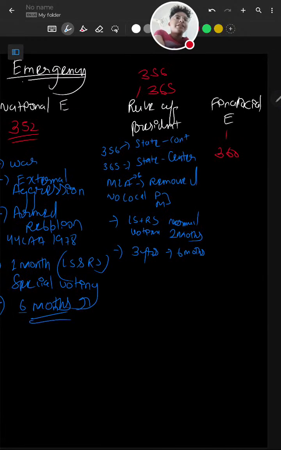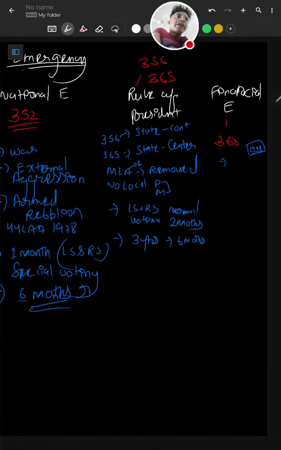Now, financial emergency is applied when the country is not in a financially stable condition. This financial emergency has never been applied in India. I would say the closest we were was in 1991, when we had to take a loan from the IMF, or I think some World Bank or something like that. I don't know the whole story, but we had to take a loan. I know that much. So we have never applied this emergency, but if we have to, it would be applied when this country is not in a good financial condition.